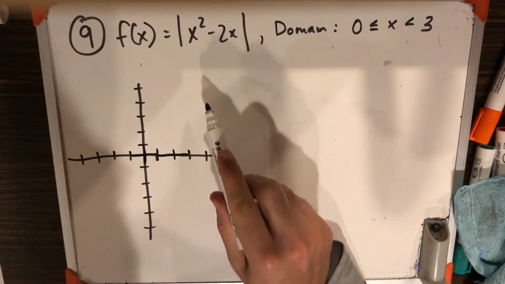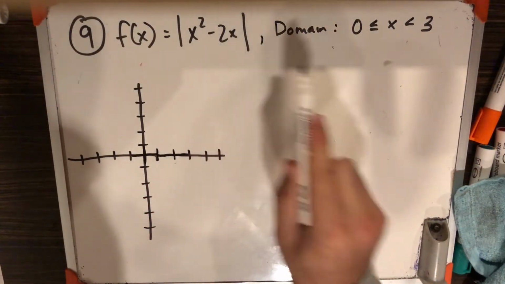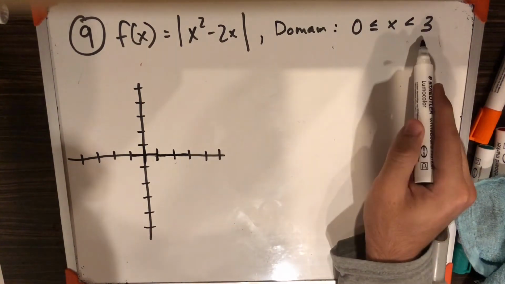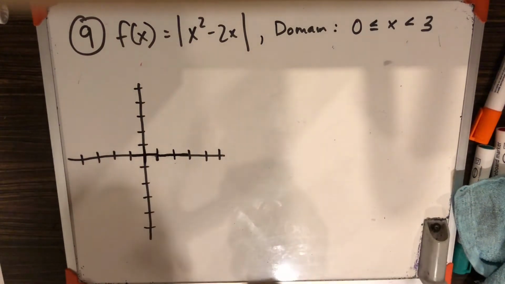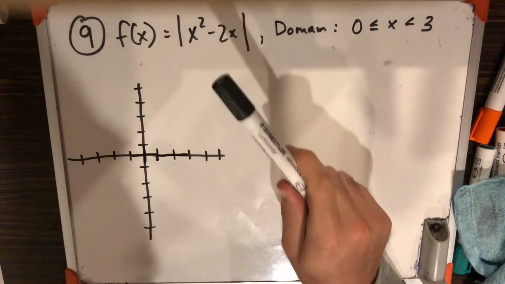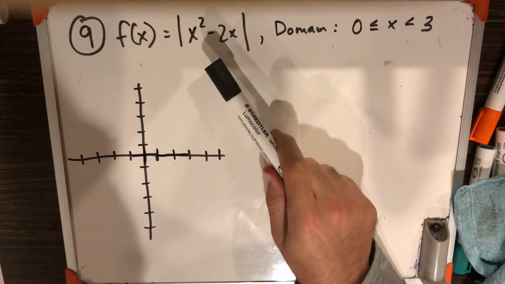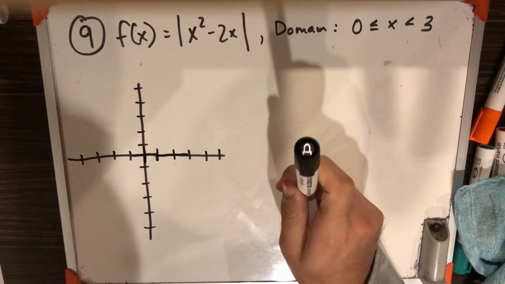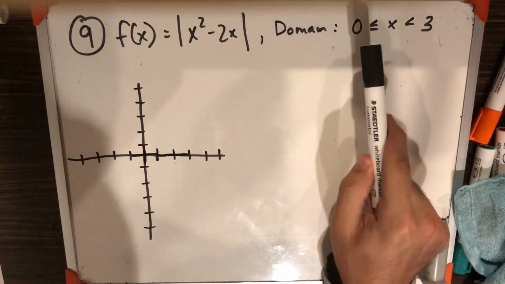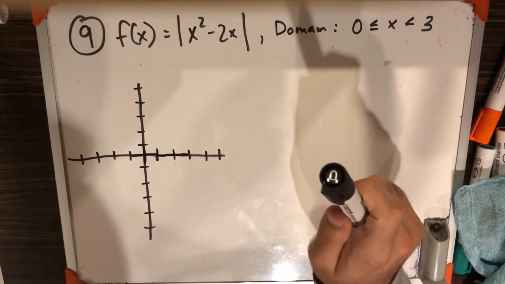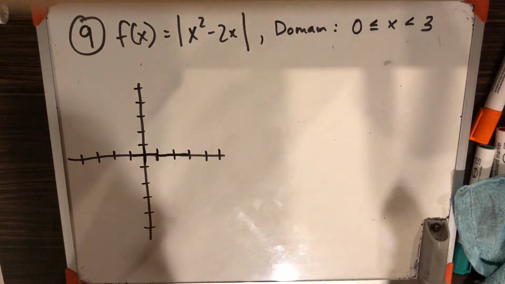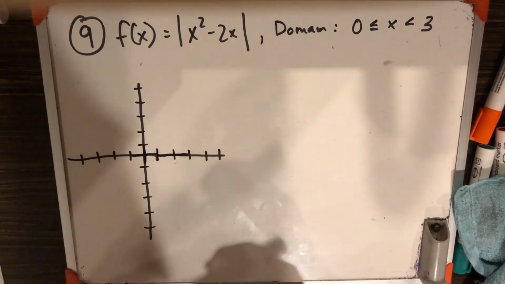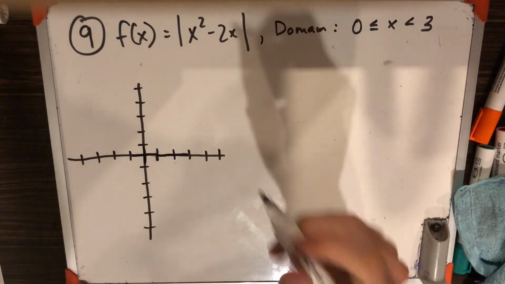All right, number 9, we have the absolute value of x squared minus 2x with the domain of between 0 and 3. 0 is included, 3 is not included, right? All right, again, take a step back. We're graphing a nonlinear within the absolute value, right? So the first thing I suggest you do is, again, do not make a table for this. Your table will not tell you the whole picture, right? Sometimes it will, sometimes it won't. Really, you don't want to take that risk. So I want you to graph this.